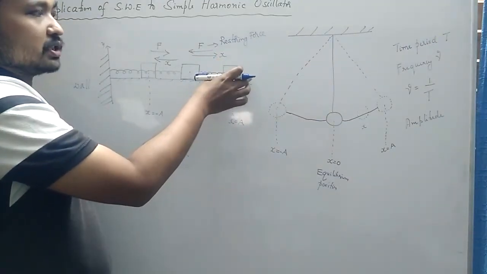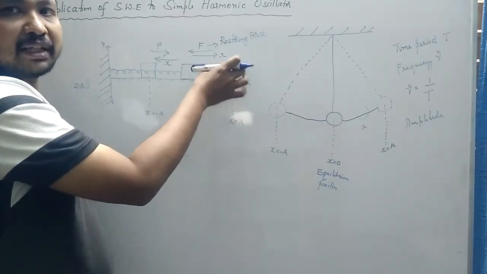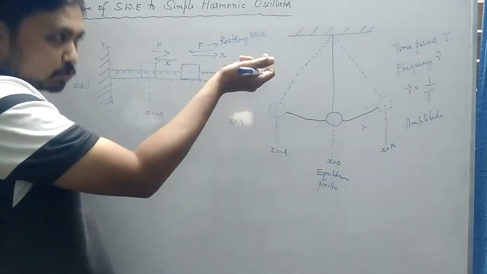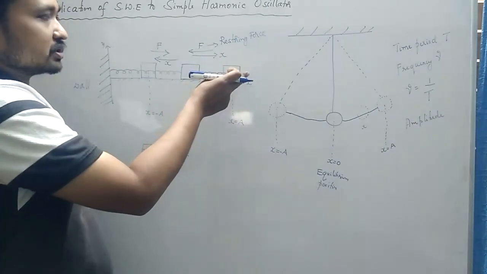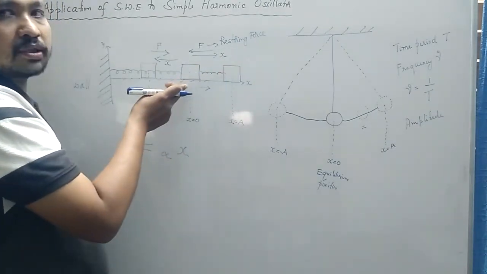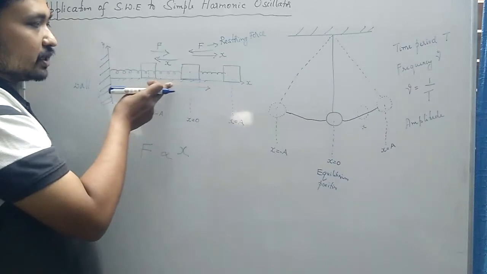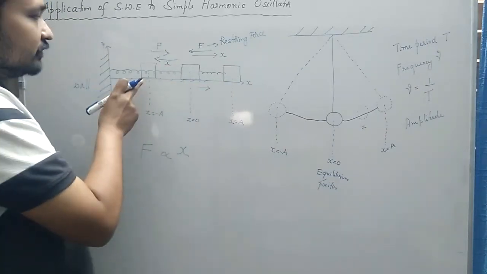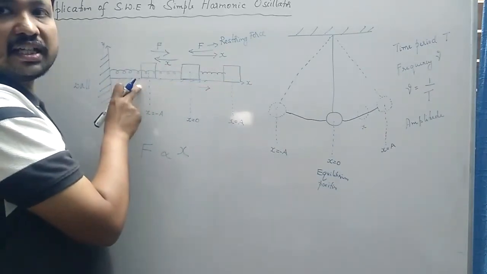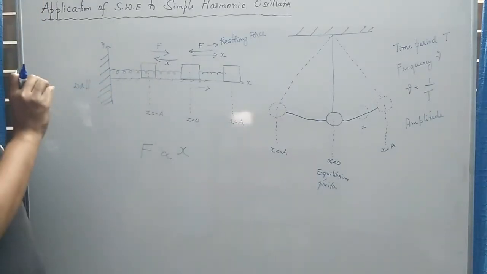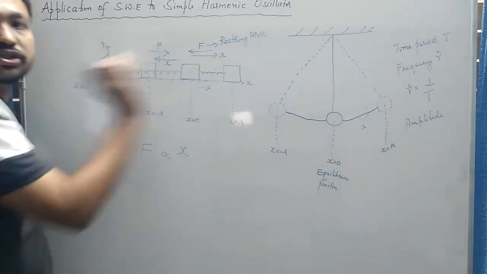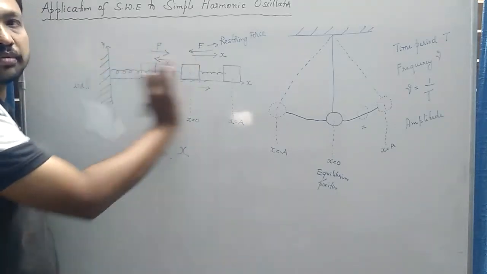So when the particle reaches this position, there is a maximum force trying to pull the object backwards. Because of that maximum force, the particle again comes to this position, x is equal to 0, and moves in the opposite direction. When the particle reaches here, again a maximum force is acting on the object. And what is that maximum force trying to do?